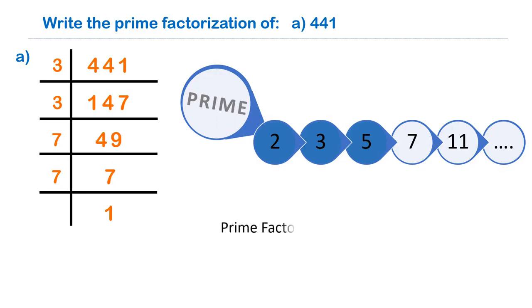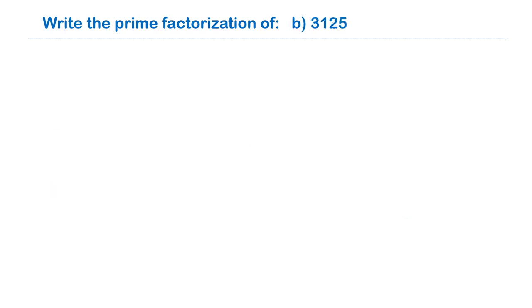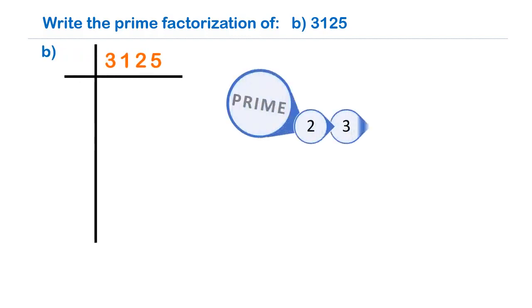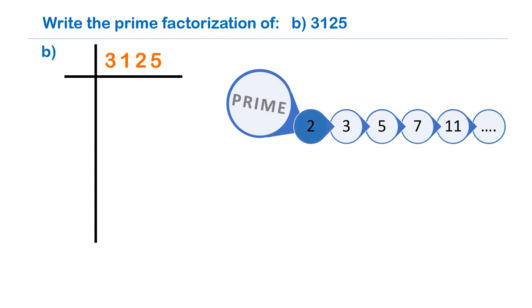So, the prime factorization of 441 is 3 multiplied by 3 multiplied by 7 multiplied by 7. Now let's solve another example. Question number B, 3125. Since 3125 is an odd number, it is not divisible by 2.